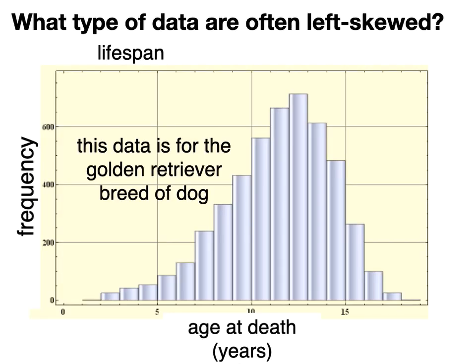Okay, so what kinds of data in biology are often left skewed? Well, there is one that's often left skewed, and that's lifespan data. This is real data on lifespan for golden retrievers. And you can see that there's more of a longer tail out to the left. So lifespan is often left skewed.